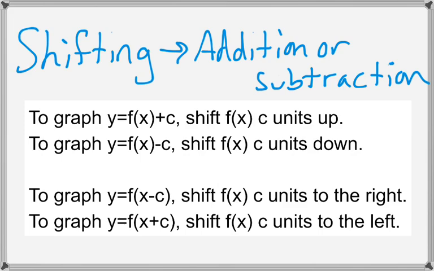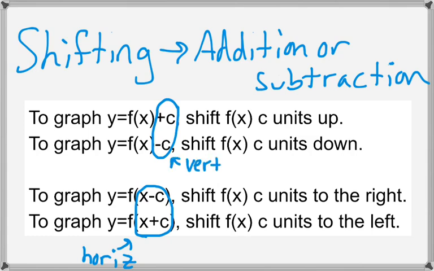Now the other thing we want to pay attention to is where is that addition or subtraction being introduced? So if it's being introduced inside of the original function, so it's with x, basically x is getting replaced with x minus a number or x plus a number. X is the horizontal direction, right? X is your horizontal axis when you graph. So any change that happens inside with x, that's a horizontal change. Anything that happens on the outside, not with x, that's going to affect the y direction. So that is a vertical change.